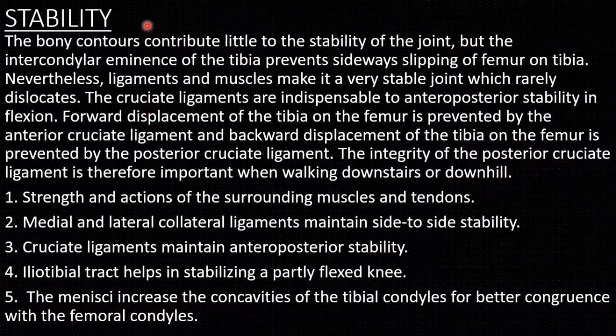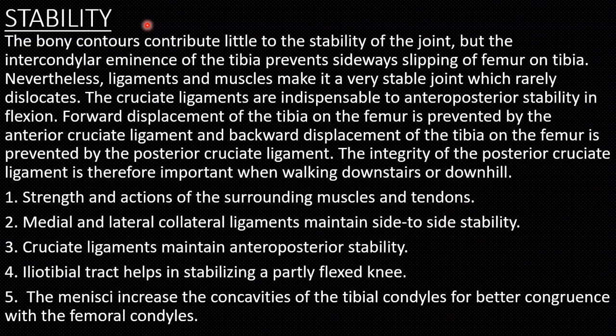Now, stability factors. There are two categories: dynamic and static. When you say dynamic, you're talking about muscular factors mainly, and then static stability factors, you're talking about bony factors and ligamentous factors. Now, the bony contours of the knee joint usually contribute little to the stability of the joint, but the intercondylar eminence of the tibia usually prevents the sideways slipping of the femur on the tibia.